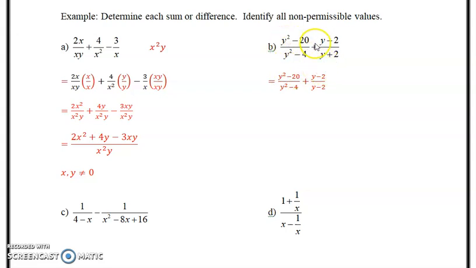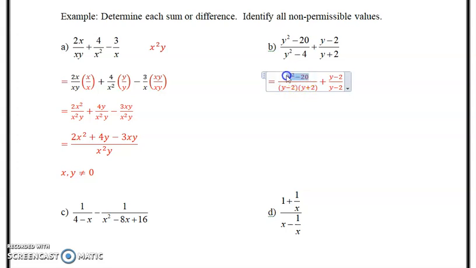Question B. It says (y squared minus 20) over (y squared minus 4) plus (y minus 2) over (y plus 2). There's nothing we can do with the second rational expression, but the first one we're going to factor first. So when I factor the denominator of y squared minus 4, that becomes (y minus 2)(y plus 2).